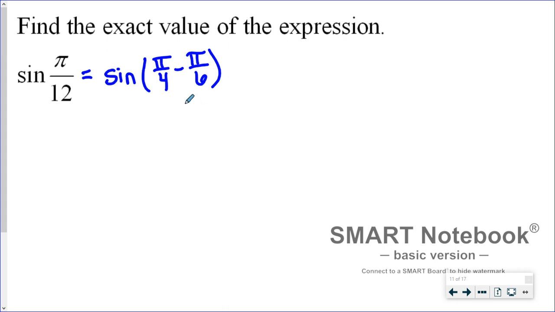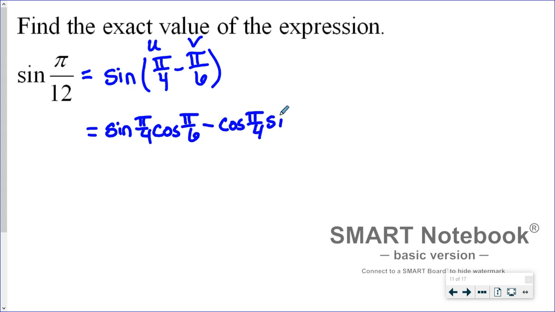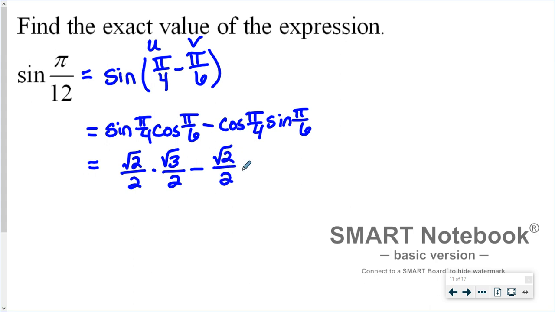Okay, so of course we can break this up the same way that we broke up the last one, right? Since it's pi over 12, just like our last one was pi over 12. So of course this is sine of pi over 4 minus pi over 6. All right, so here we know that this is sine of u minus v. So that is sine u cosine v minus cosine u sine v. So of course we pull all of these from our unit circle. So square root of 2 over 2 times square root of 3 over 2 minus square root of 2 over 2 times 1/2. So of course we get the square root of 6 minus the square root of 2, all over 4.